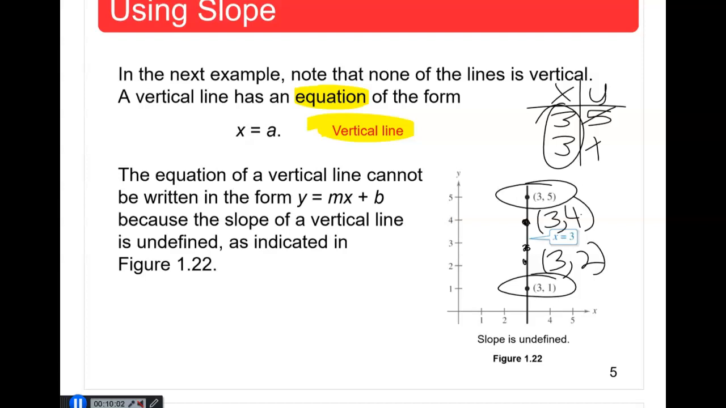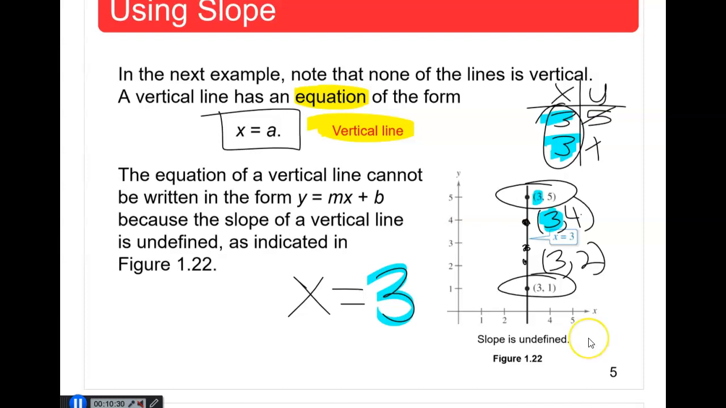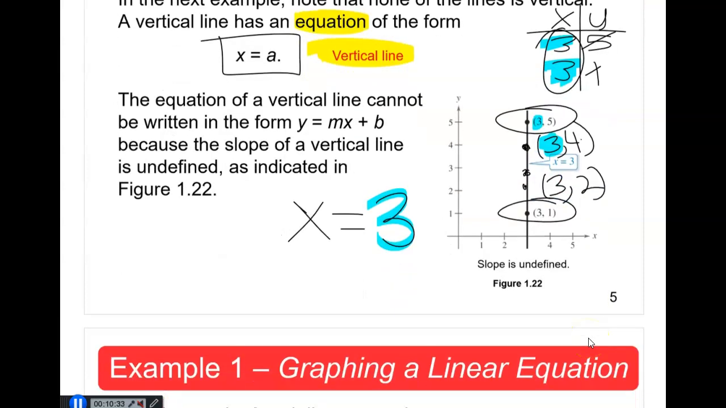So when the x values repeat, then the equation of that vertical line is given by x equals a number. So in this case, the equation will be x equals 3. Why 3? Because that is the number that is repeating. And so that's going to tell us what the number is. Now, in this case, and we will see why in a minute, the slope is undefined.